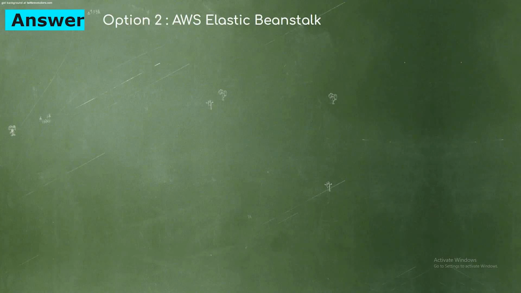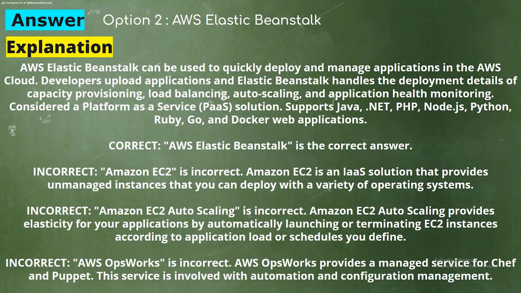AWS Elastic Beanstalk. Explanation. AWS Elastic Beanstalk can be used to quickly deploy and manage applications in the AWS cloud. Developers upload applications and Elastic Beanstalk handles the deployment details of capacity provisioning, load balancing, auto-scaling, and application health monitoring. Considered a platform as a service, PaaS, solution. Supports Java, .NET, PHP, Node.js, Python, Ruby, Go, and Docker web applications. Correct. AWS Elastic Beanstalk is the correct answer.